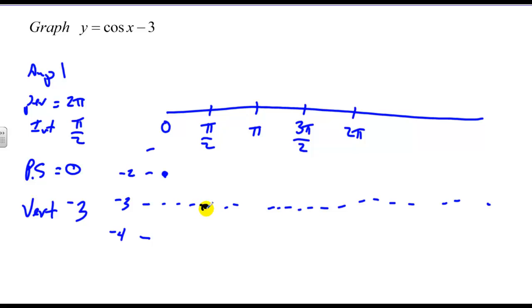Then it goes to 0, -1, 0, +1 above the midline. So my graph looks like this.